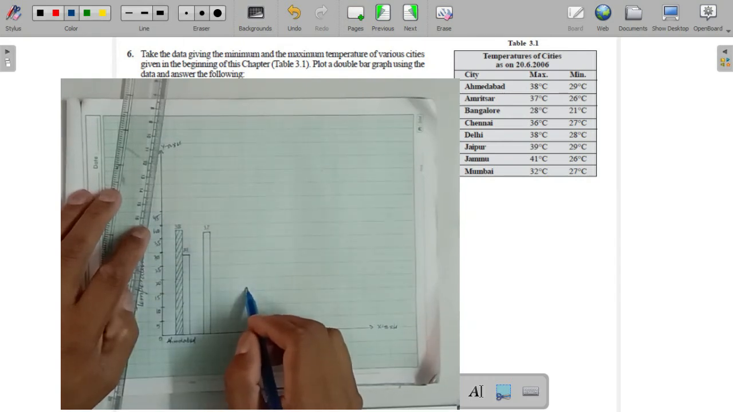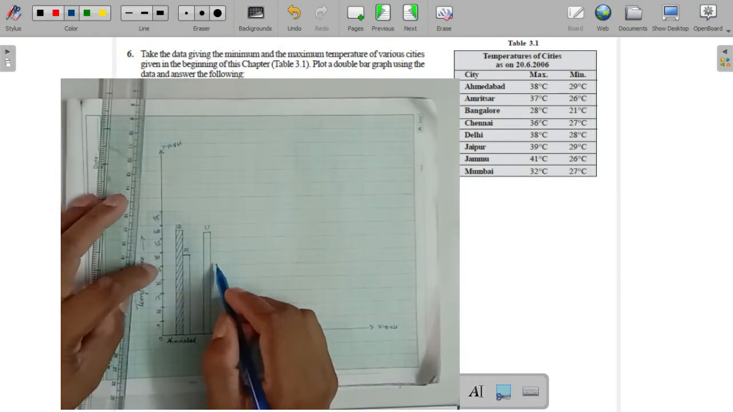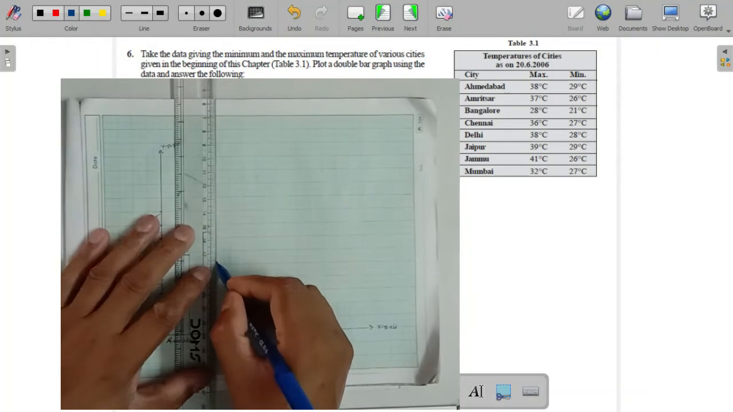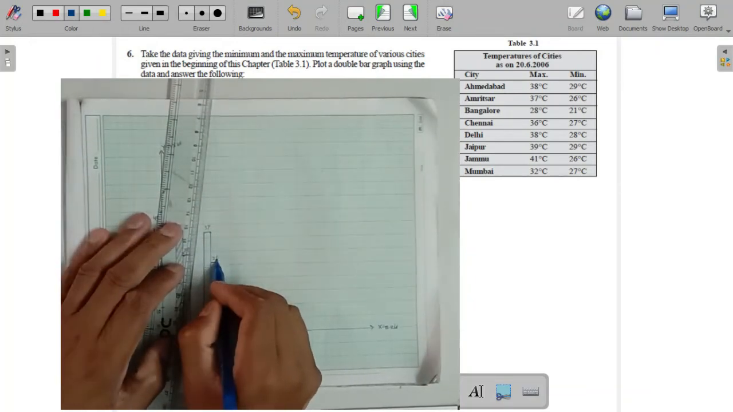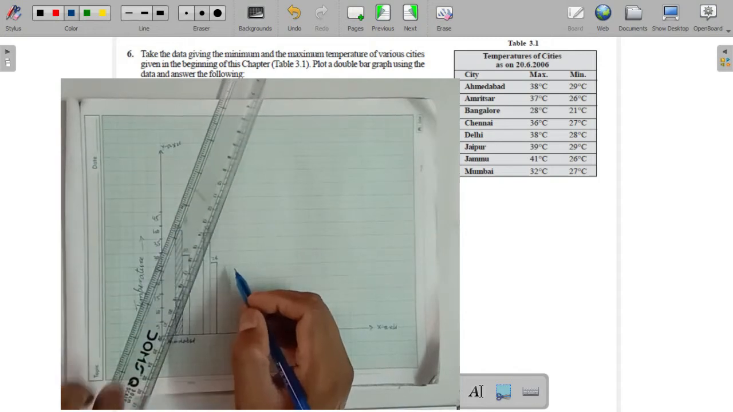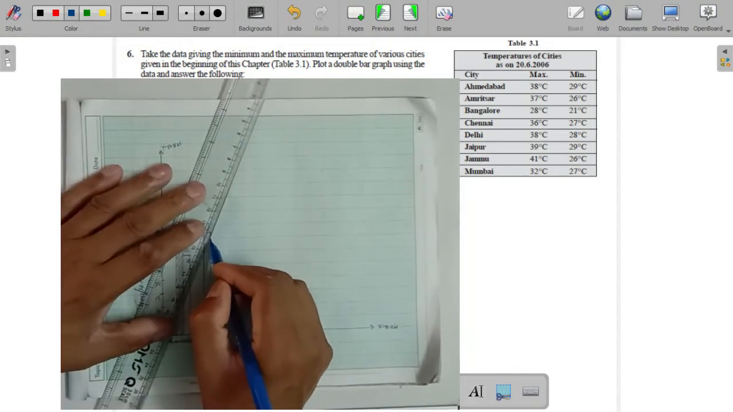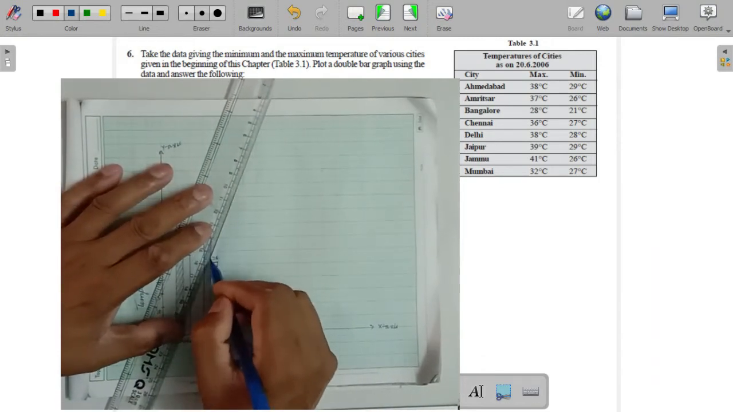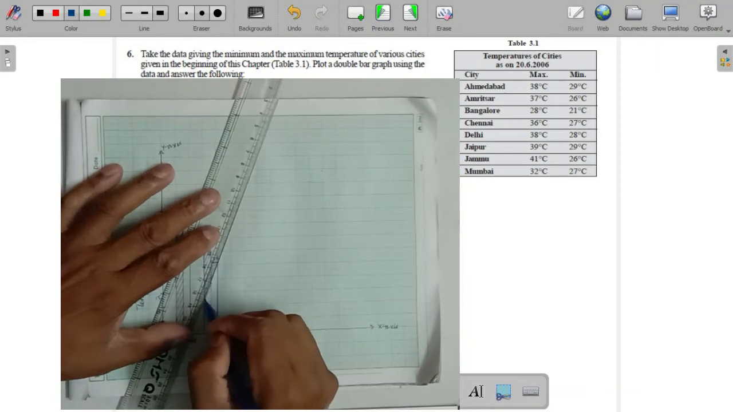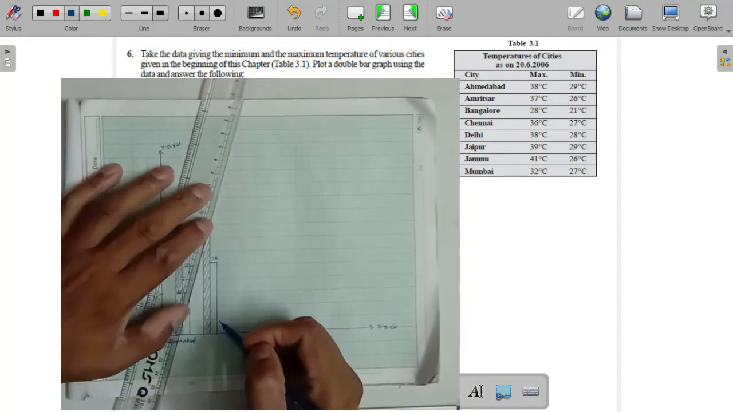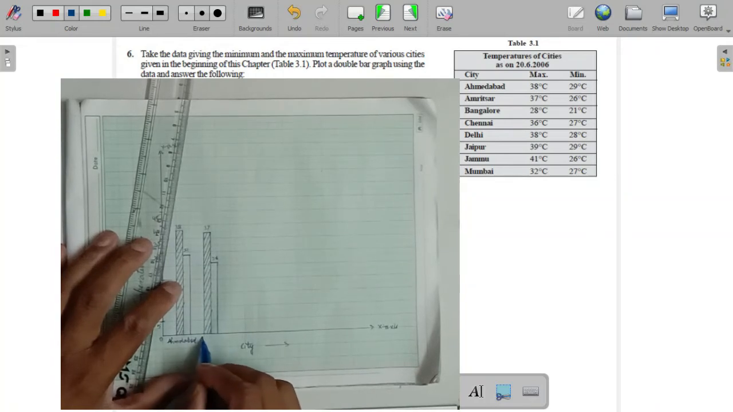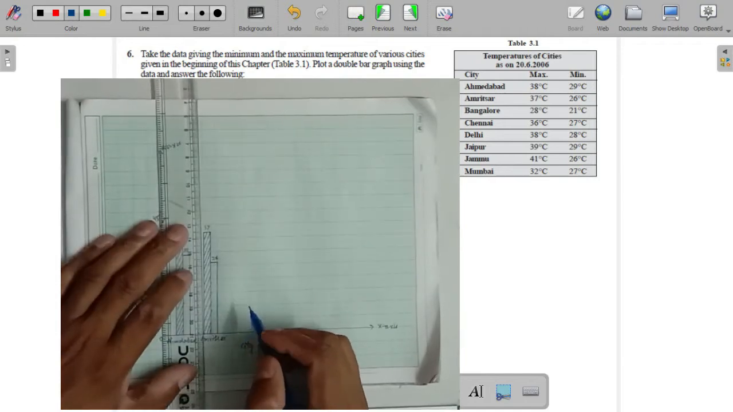Then minimum temperature is 26. That is after 25, 2 division. Join this and here also and write down 26. And say first rectangle. The next is here write down Amritsar. Then leave one box. Then come to Bangalore.